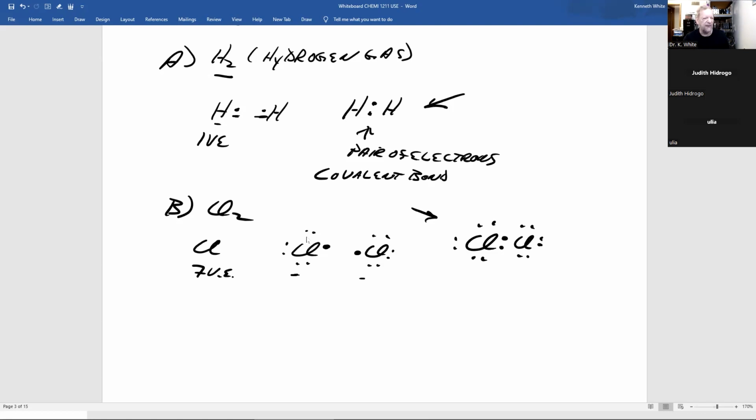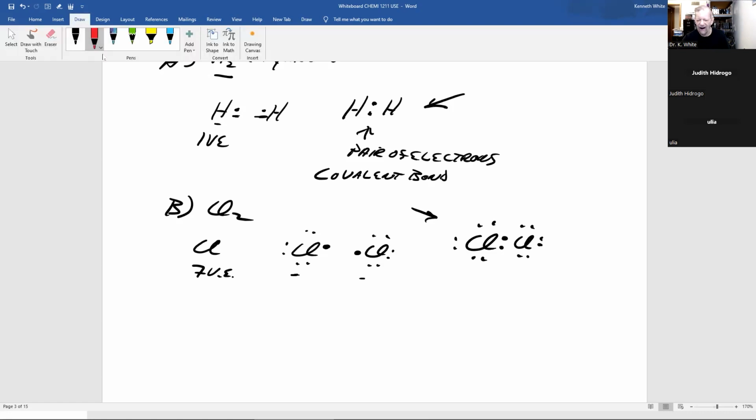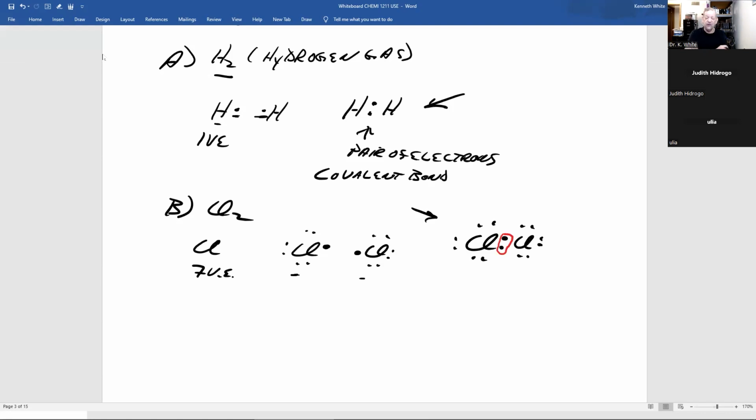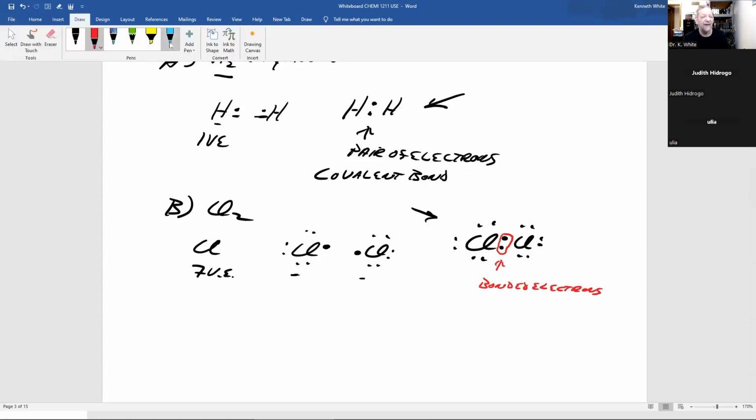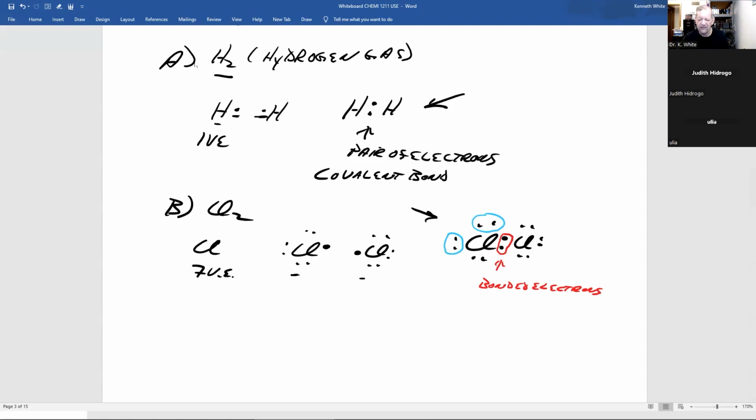Now, let's talk about something. First of all, in red, I am going to circle the bonded electrons. And those two are shared, and that forms a covalent chemical bond. And the pair of electrons I just circled in red are the bonded electrons. Now, in blue, I'm going to circle all the non-bonding electrons. Those are pairs of electrons not involved in a chemical bond. And you see in chlorine gas, there are a lot of them.